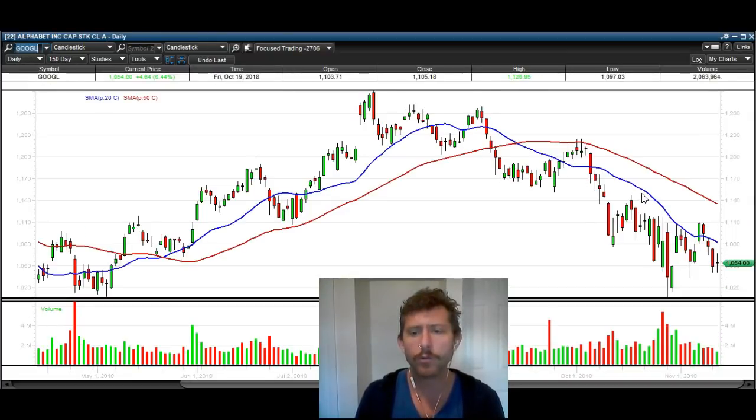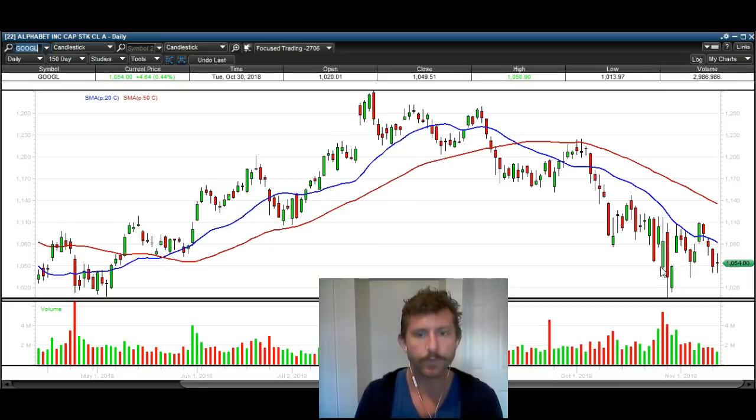Looking at Google now. Where was Google's earnings? Right about here. You can see this was the earnings. We were already in a downtrend for the last several months, and then earnings came out right around here. It didn't move much. But it didn't move higher. It moved lower, not significantly, but it still moved lower.